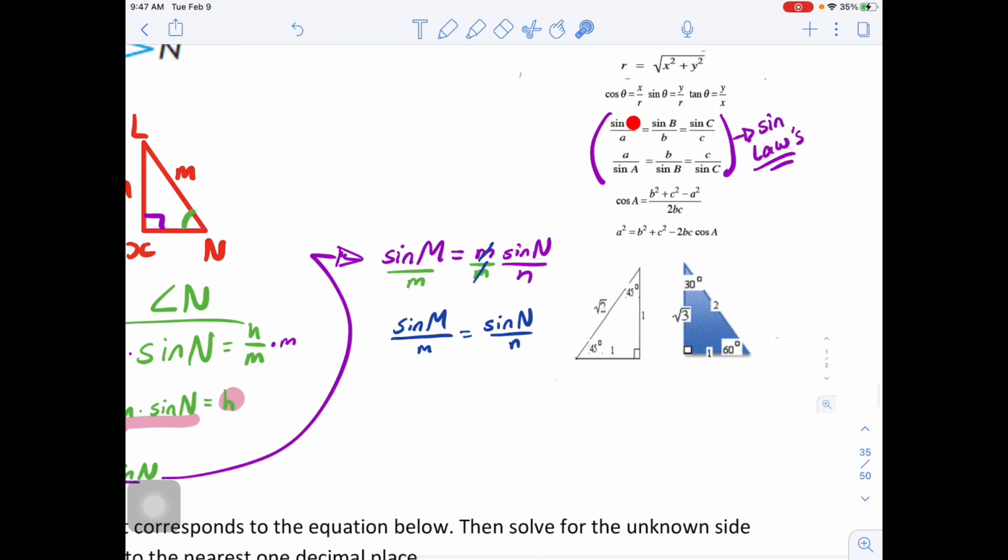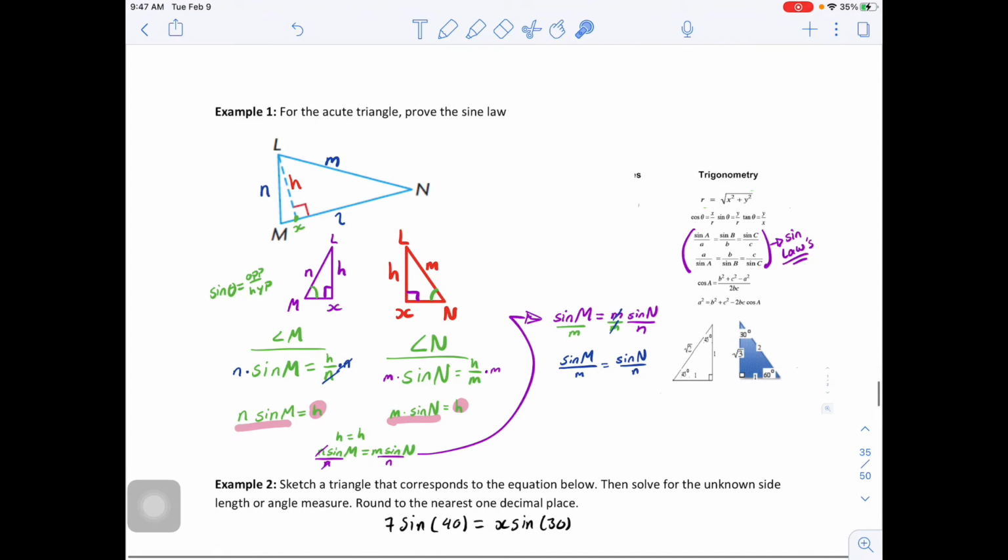So we have proved that the angle M and its opposing leg is equal to another angle in the triangle and its opposing leg. So here we have angle M and little m. That ratio is equal to big N, the angle, over little n. So there is a quick little proof of your sine ratios, which is pretty neat. So that's how the sine law works. It's useful to just know where that comes from.